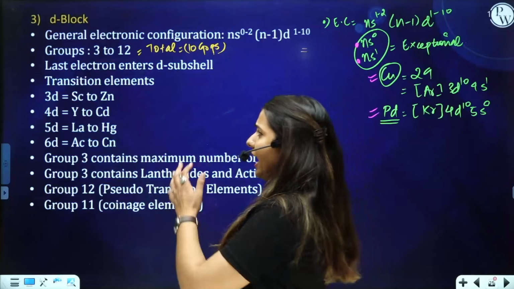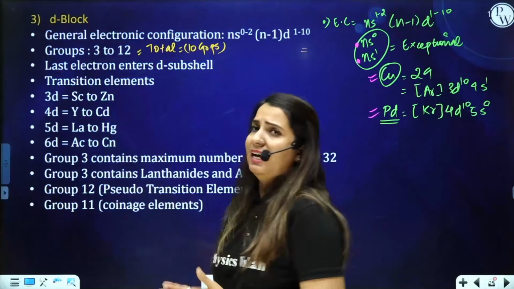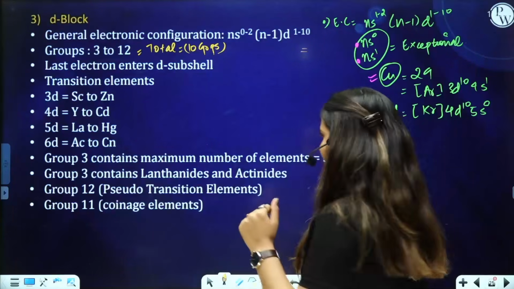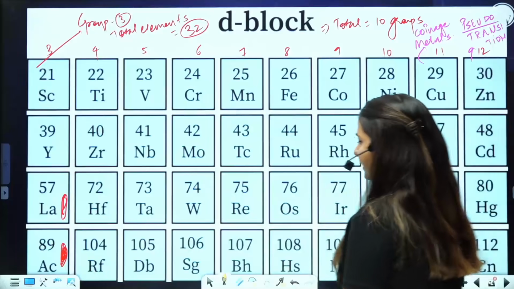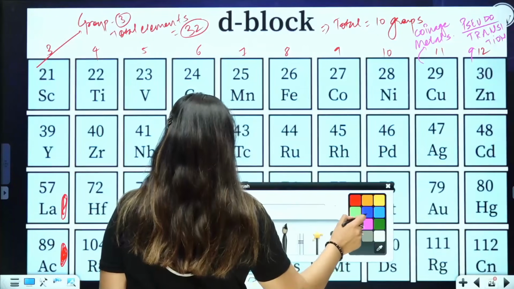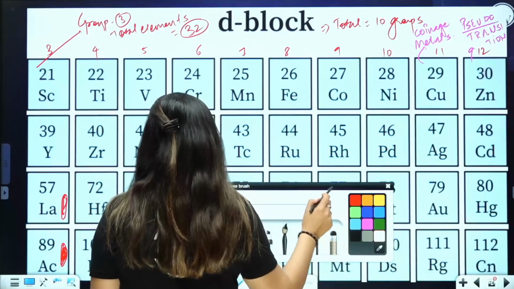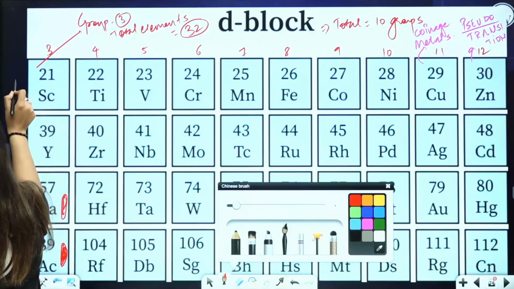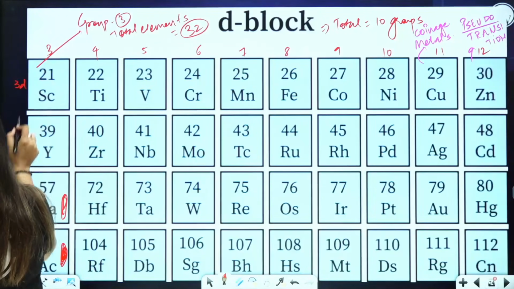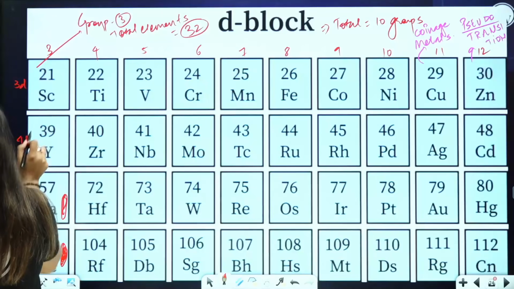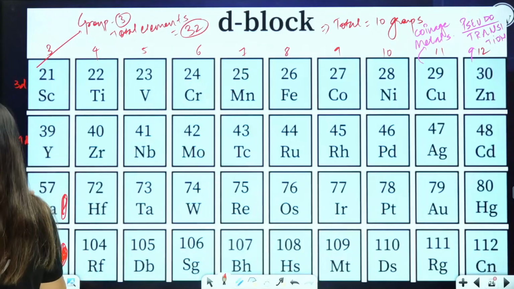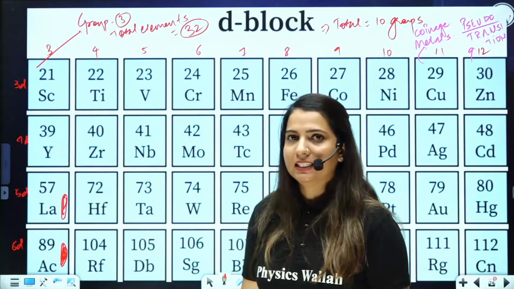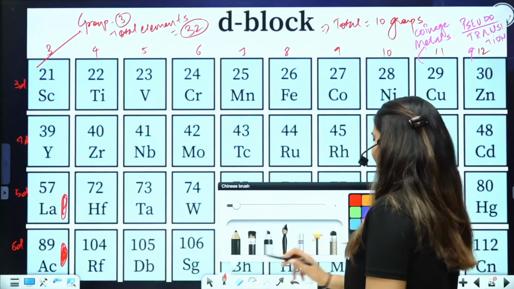See, you have some series named the 3d series, 4d series, 5d series and the 6d series. I will tell you all these things in their respective positions. See, this is called the 3d series. This is called the 4d series. This is called the 5d series. And this is called the 6d series.